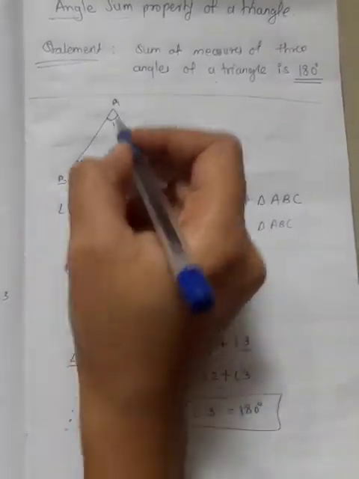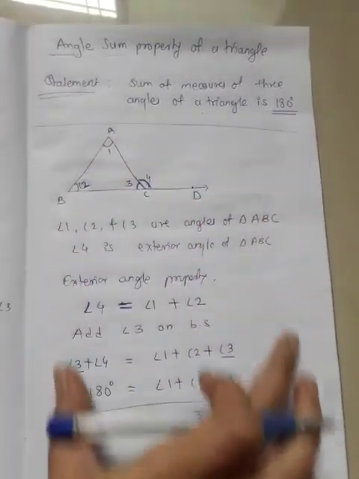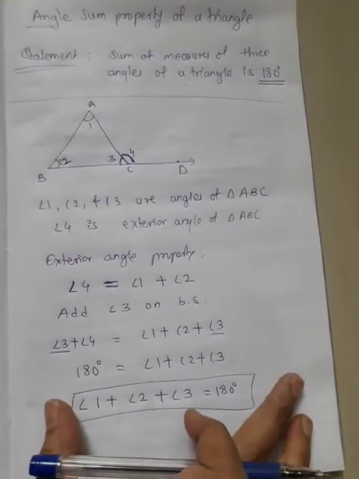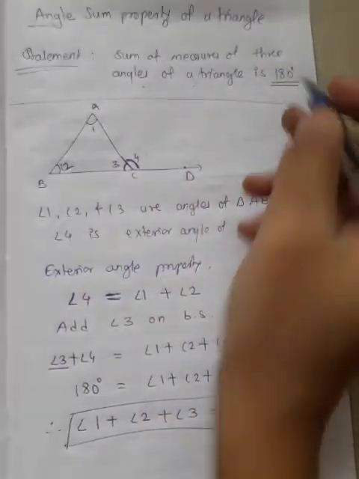And 1, 2, 3 are the angles of the triangle. So by this exterior angle property, we got the result that the sum of the measures of the three angles of a triangle is 180.